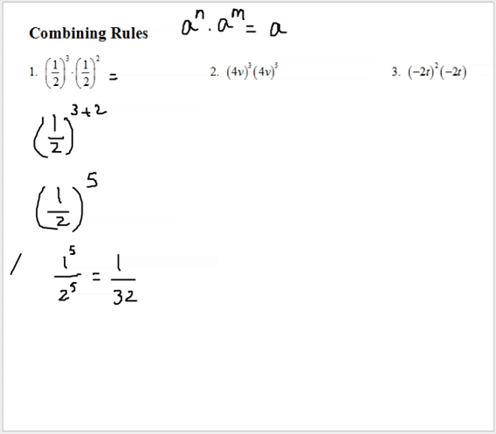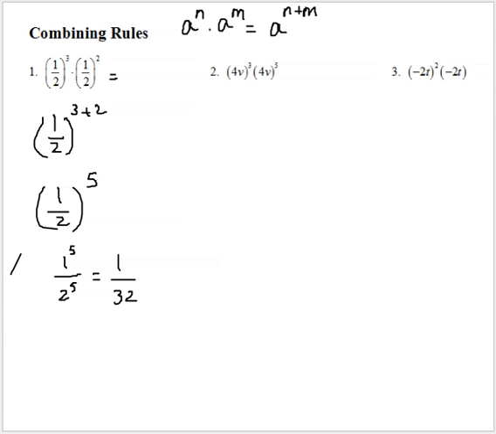You add them, exactly. So isn't it true that the bases are the same here? 1/2. Instead of a, you have 1/2. So that's why you add the exponents. Do you see that? Okay, good. All right, the second one.